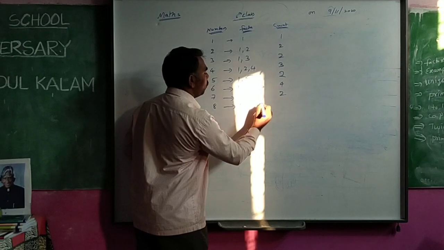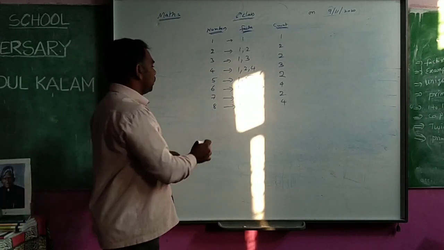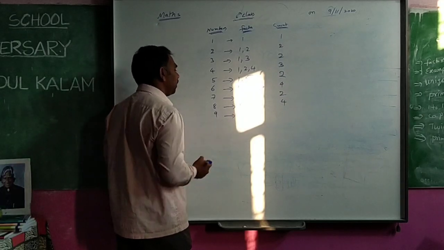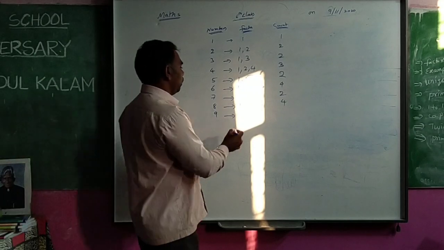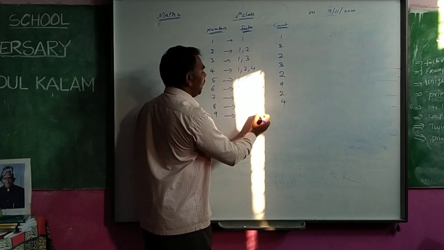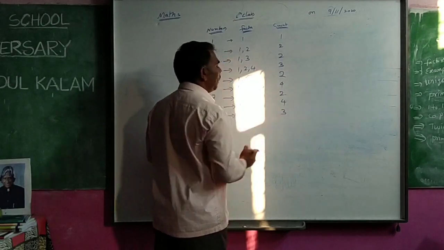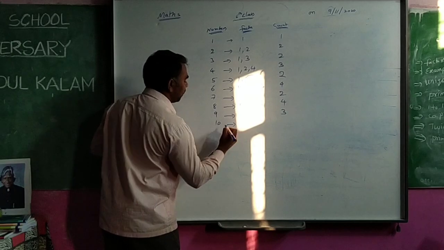1 table, 2 table, 4 table, 8 table. So 4 factors are there. Okay, then what is the next? 9. What are the factors of 9? 9 comes in which table? 1 table, yes, 3 table also, 3 3s are 9, and 9 table also. So how many are there? 3 are there. And next take 10.